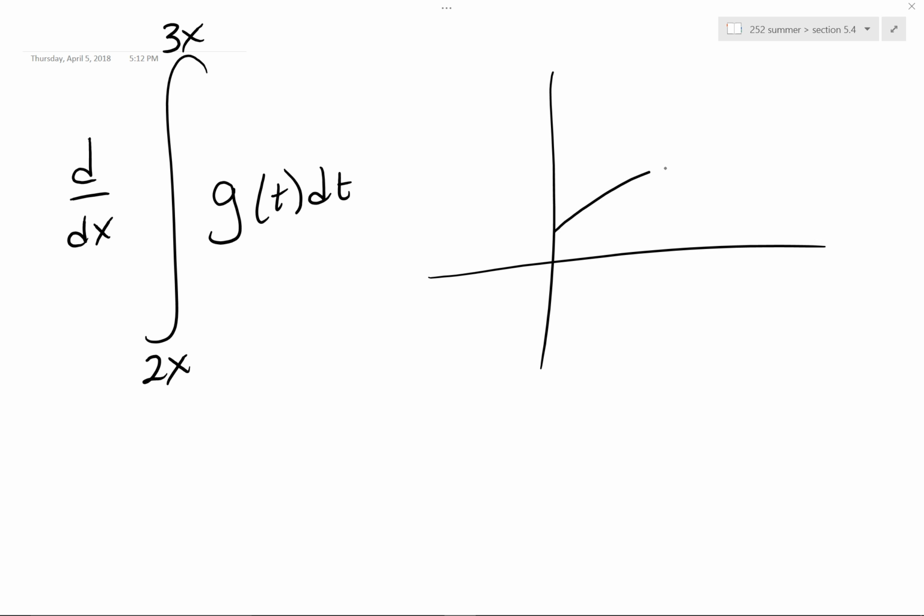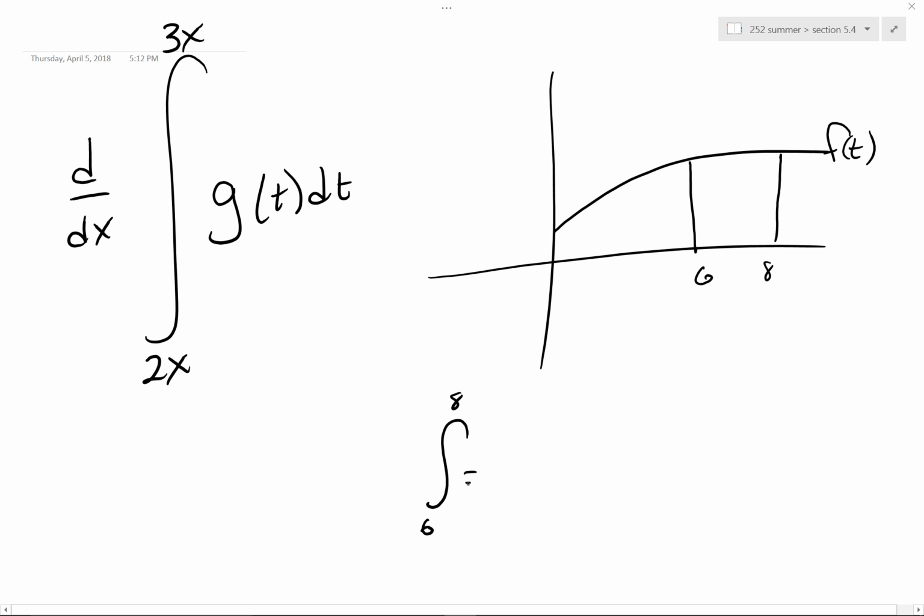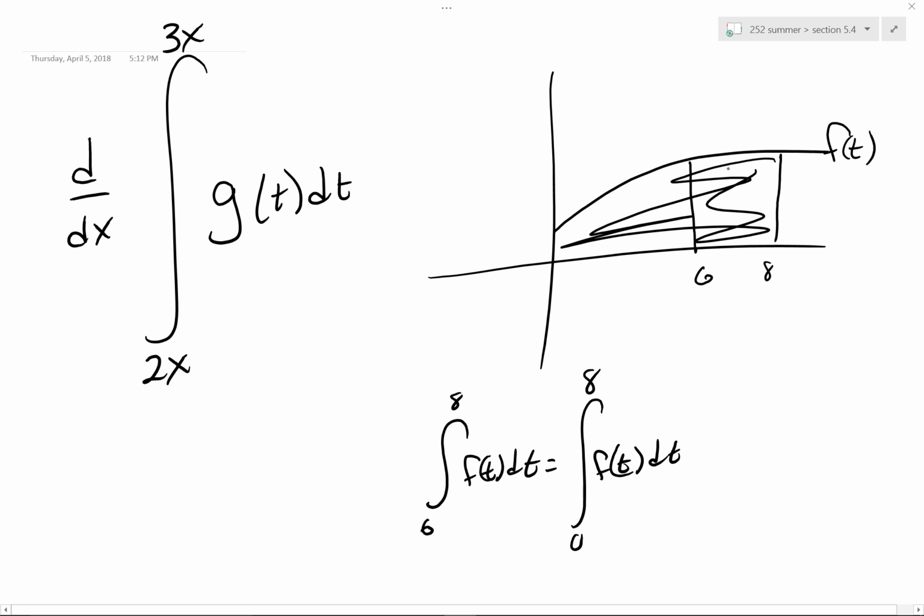If I told you, here's a function. Let's call it f of t just for a good time. And I want to find the area between 6 and 8. The integral from 6 to 8 of f of t is equal to the integral from 0 to 8, which is from here all the way down, minus the integral from 0 to 6 of f of t dt. That would be this region in here. You'd get rid of that, and you'd be left with the part that you're interested in.